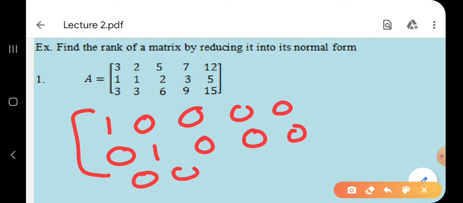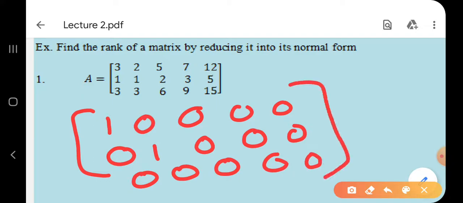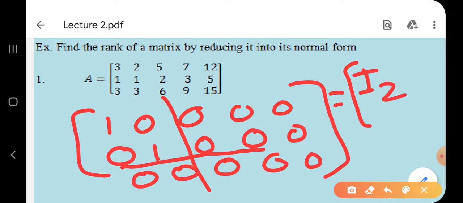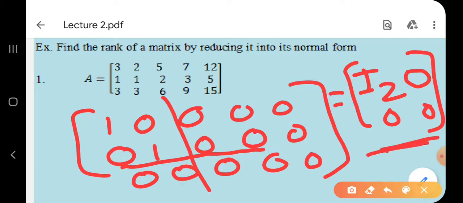You just do your calculation on your own, and if you don't understand, then feel free to ask me, correct. Now I draw one line here, and one more line here where the identity matrix ends. The last one is there, I draw one line, and at the bottom also I draw one line. So what is the order of this matrix? It is 2. So I can write this as I2. These are zeros, so I write 0. Then this is 0. Then this is also 0. So I get I2 0 0 0. So this is the normal form of the matrix.